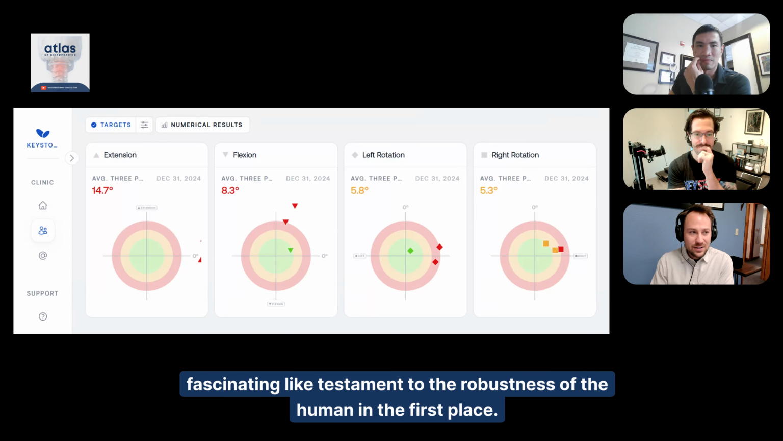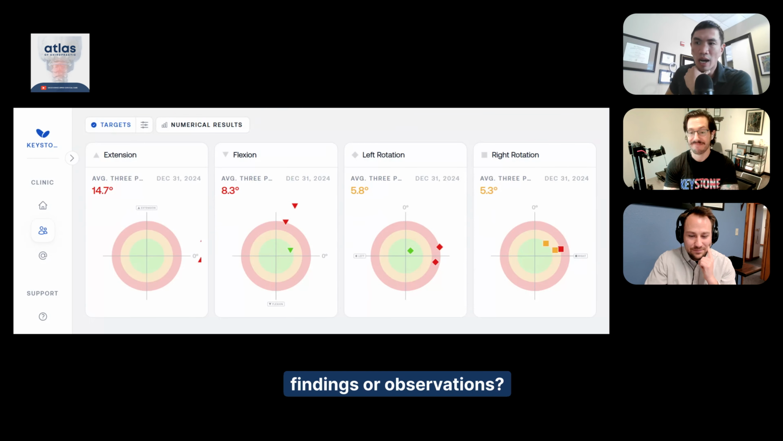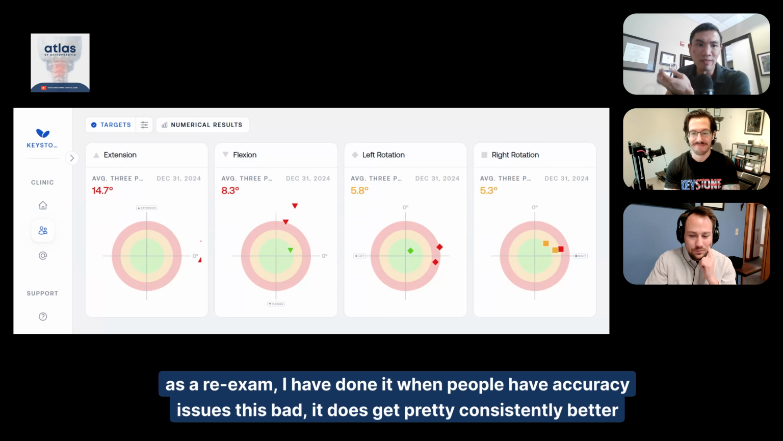Fascinating, like a testament to the robustness of the human in the first place. Absolutely. Have you guys done a lot of pre and post adjustment JPE assessments? And if so, what have been your findings or observations? As a re-exam, I have done it. When people have accuracy issues this bad, it does get pretty consistently better for sure.